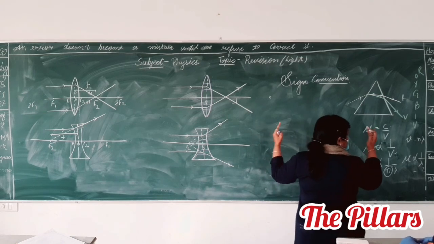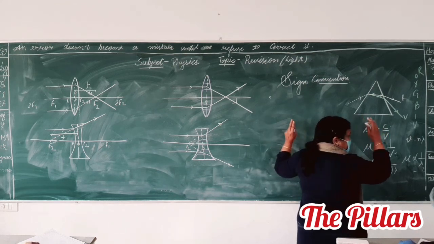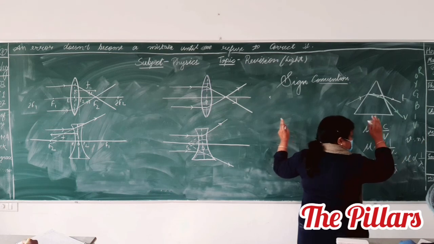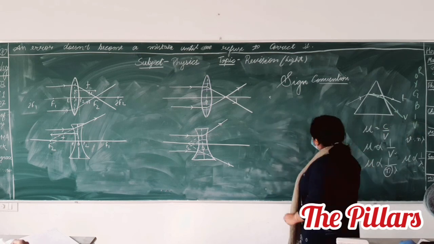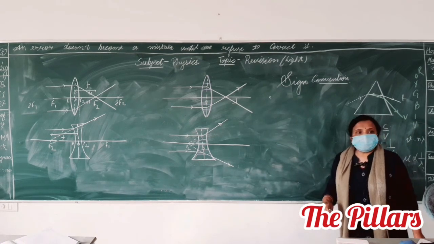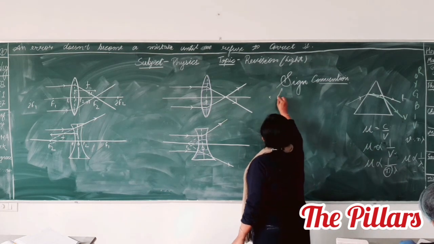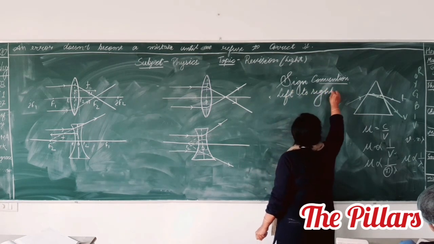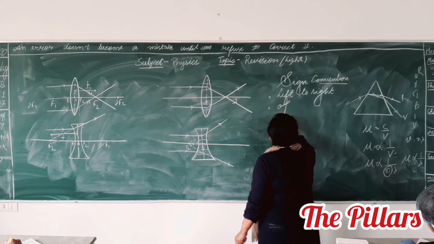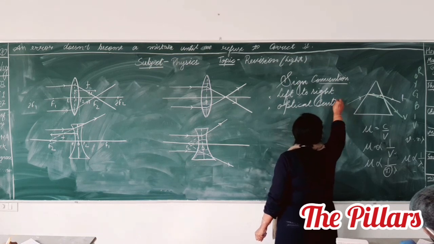Light rays are incident from left to right. Right? This we have chosen and we will go accordingly. Write down. In a nutshell, light rays incident from left to right. Done? Number 2. All the distances will be measured from the optical center.